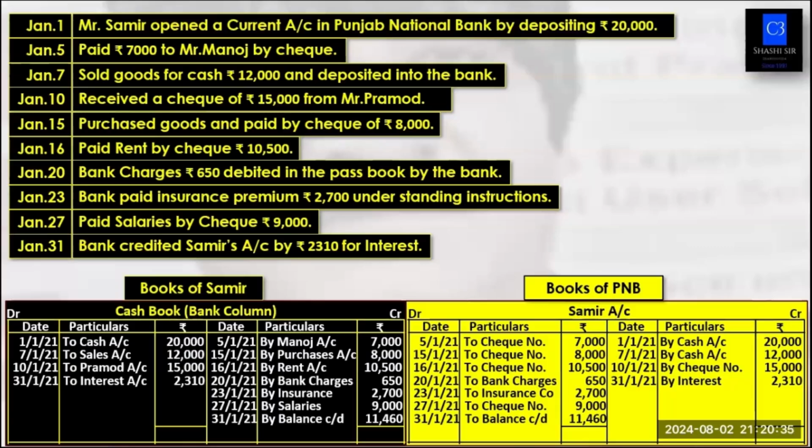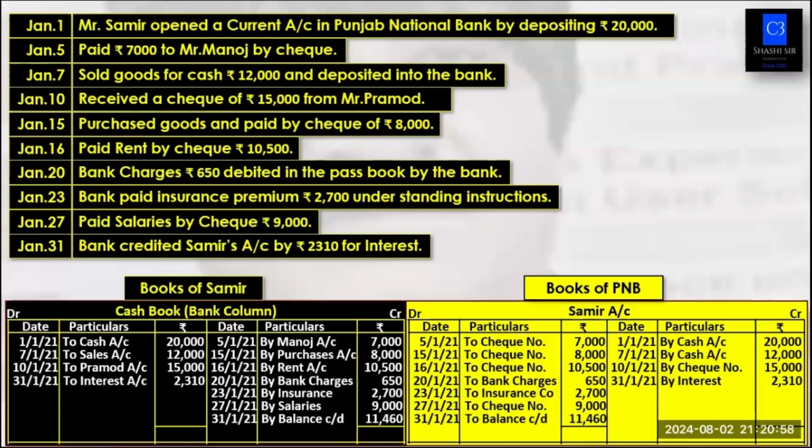So the first important one, why is the balance same, why is it not different? Because everything has been recorded by everyone. All the transactions have been recorded in the cash book, and all those transactions have been recorded in the passbook. That's why the balance shown by both the books are same.